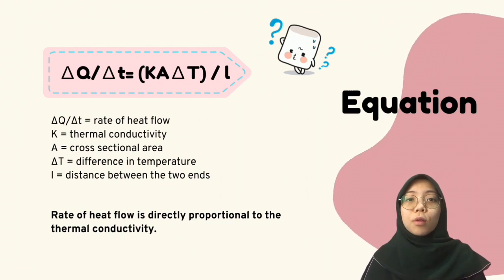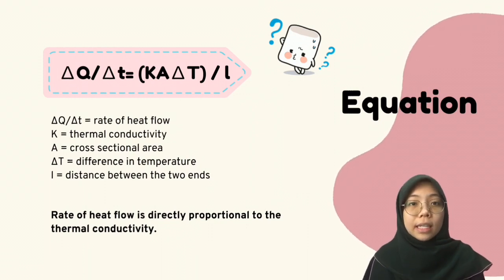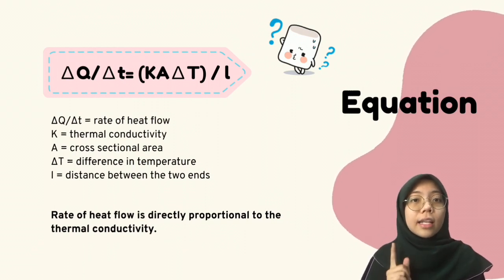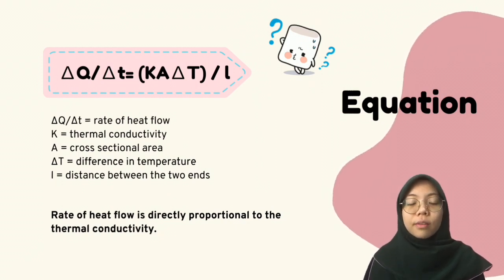How well objects transfer energy by conduction is known as thermal conductivity. By this equation, we can prove that metal has higher thermal conductivity than the glass. That's why the marshmallow on the metal stick melts quicker than the marshmallow on the glass rod.